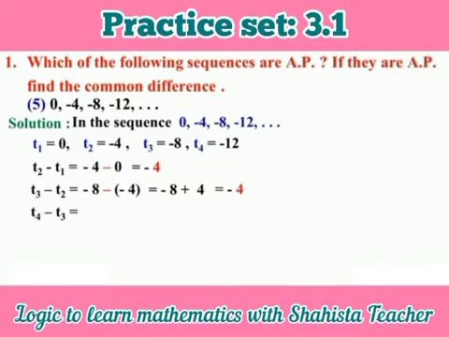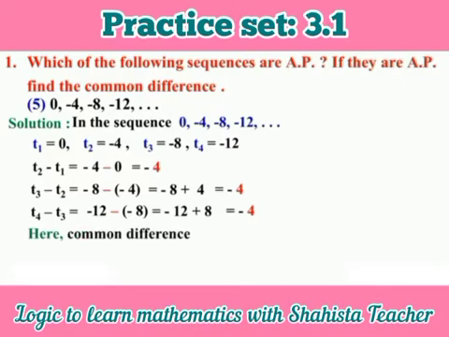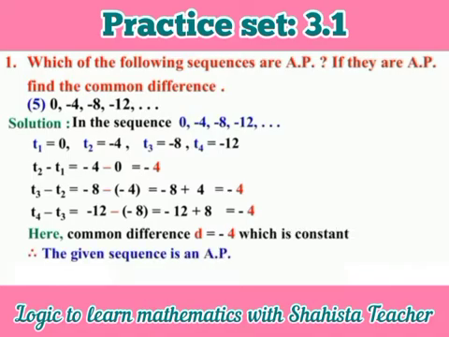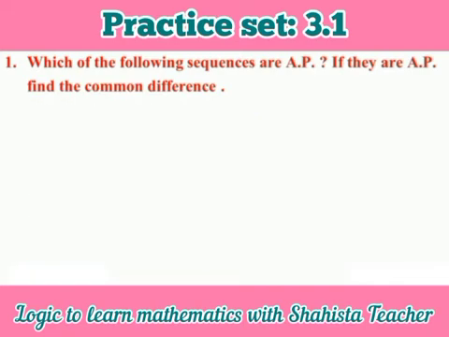T4 minus T3 is equal to minus 12 minus inside bracket minus 8. So minus 12 plus 8. So after subtracting, we get here minus 4. See here, minus 4, minus 4, minus 4. So the common difference is equal to minus 4, which is constant. That means the given sequence is an arithmetic progression. Yes, my dear students, so simple and easy to understand. Now, if it is common, then that means the sequence is an arithmetic progression.